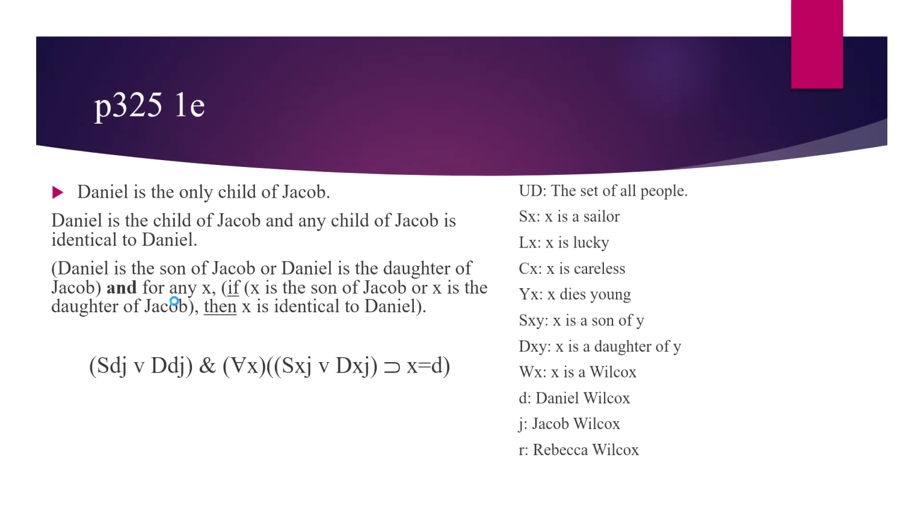Then I added some more parentheses, right? We added around the antecedent, since that antecedent is itself a compound sentence with that or. And this is the sentence that we get overall, right? To say Daniel is the child of Jacob, we say Daniel is either Jacob's son or Jacob's daughter. And to say for any other child of Jacob, they're identical to Daniel, we say for all x, if x is the son of Jacob or x is the daughter of Jacob, then x is identical to Daniel.